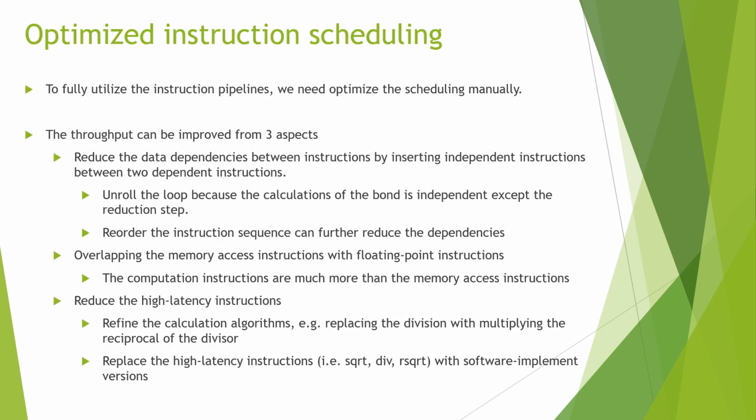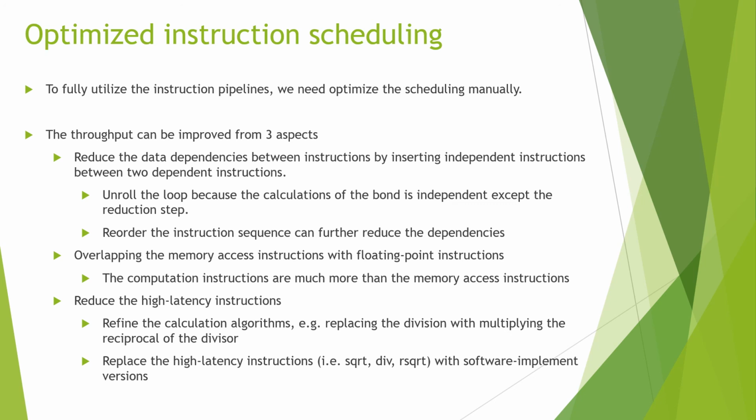After vectorizing the kernel, to fully utilize the instruction pipelines, we need to optimize the scheduling manually. The throughput can be improved from 3 aspects. The first is to reduce the data dependencies between instructions by inserting independent instructions between 2 dependent instructions. To reduce the dependencies, unrolling the loop is a feasible way because the calculations of the bonds are independent except the reduction step. Moreover, reordering the instruction sequence can further reduce the dependencies.